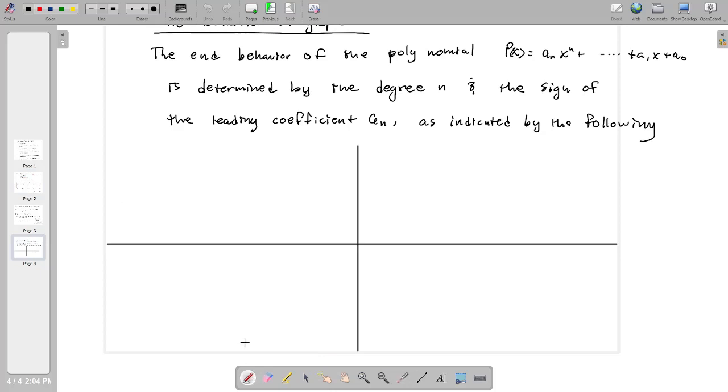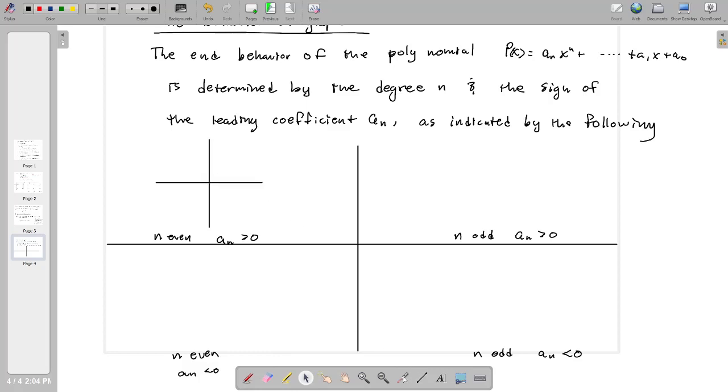So let's say that n is even and a sub n is greater than 0. Here we'll say that n is odd and a sub n is greater than 0. Here we'll graph when n is even and a sub n is less than 0, and here n will be odd and a sub n will be less than 0.